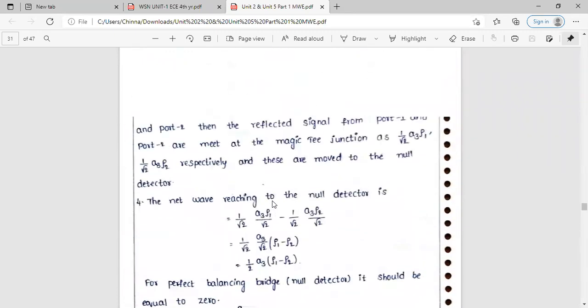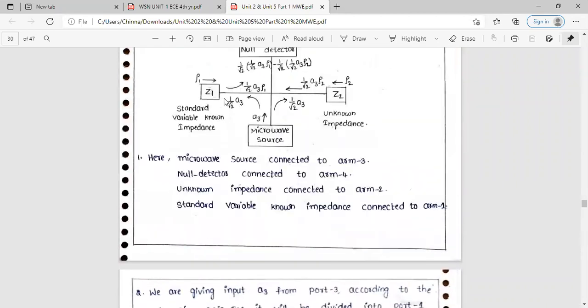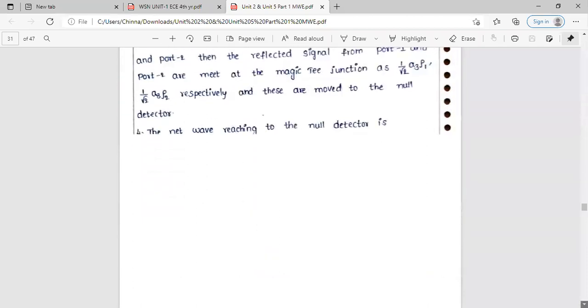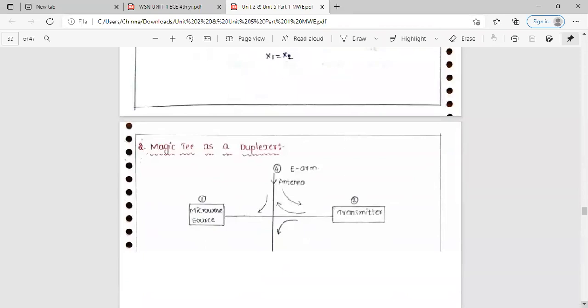So here you can measure the impedance. If you know the impedance of Z1, then automatically the unknown impedance can also be calculated like this. This is how the magic tee is used to measure the impedance.